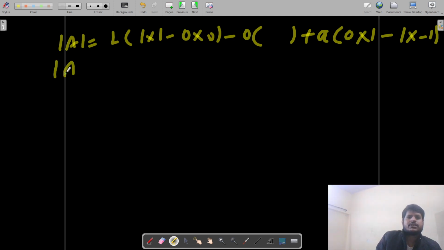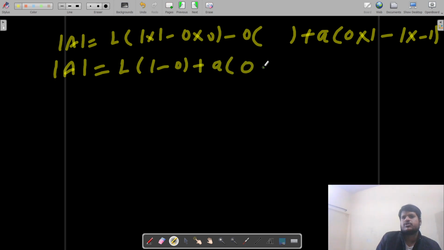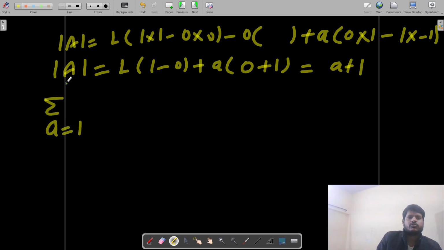So we have determinant of A is equal to 1 into (1 minus 0) minus 0 plus a times (0 minus (minus 1)), that is plus. So we have here a plus 1. Now take the sigma. We have sigma a is equal to 1 to 50, determinant of adjoint A.